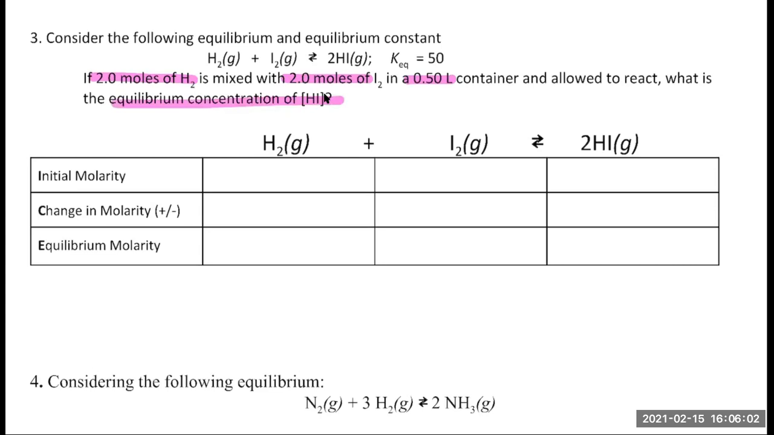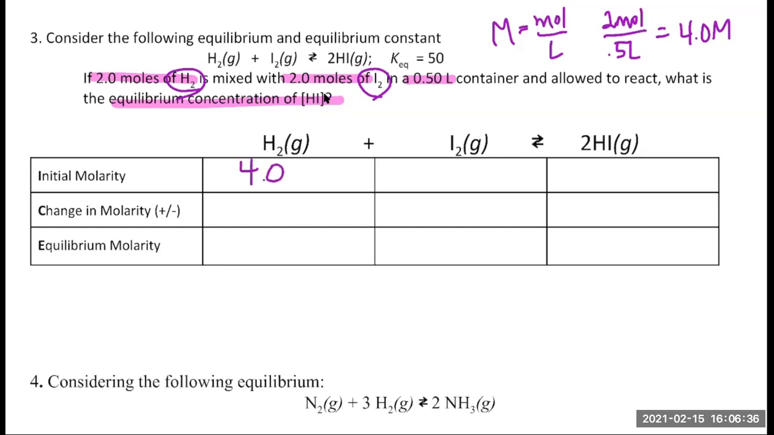HI? So it gives me enough information to find those initial concentrations for the H2 and the I2. I know that molarity is equal to moles per liter, and it's 2 moles for each of them over 0.5 liters, which gives me 4 molar. That is for the I2 and for the H2 because we have the same number of moles of each. So that allows me to fill in my initial concentration of each of my reactants.